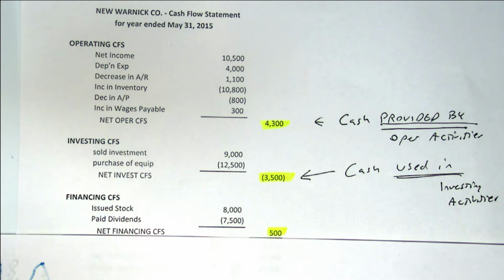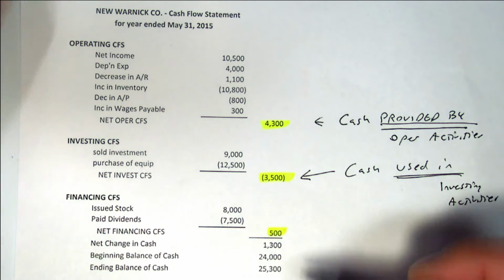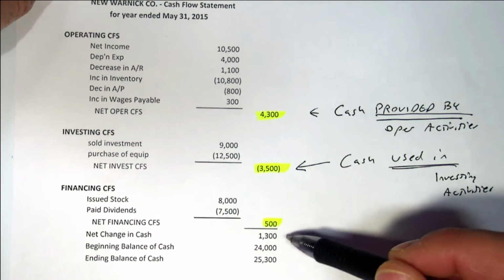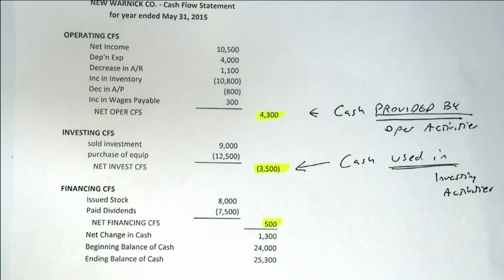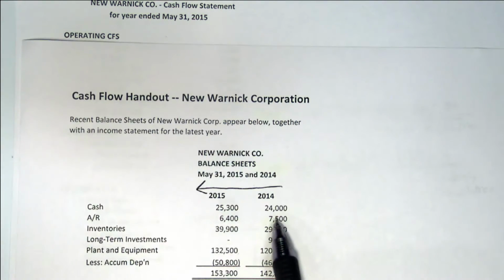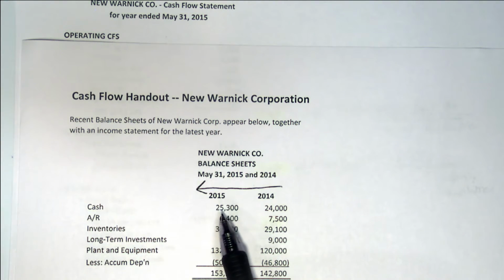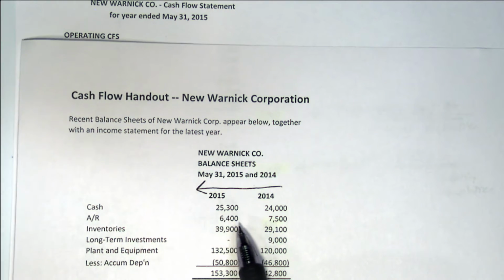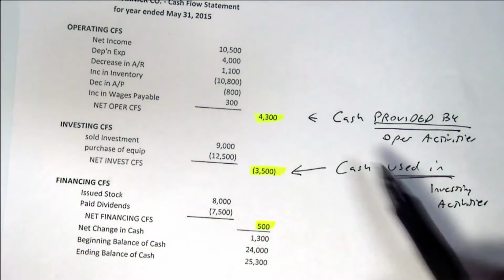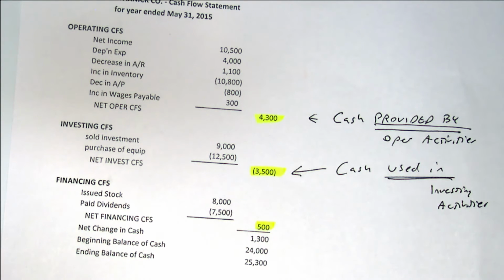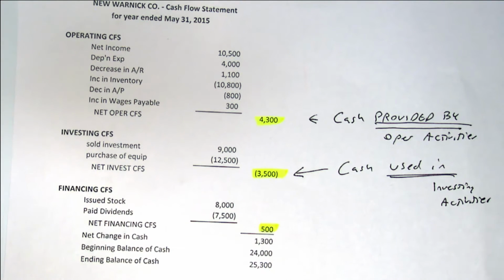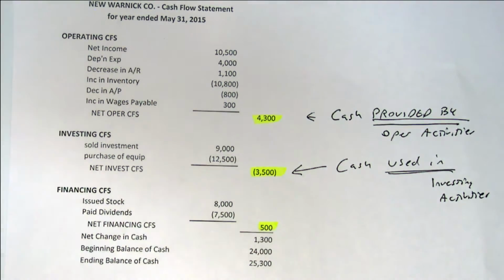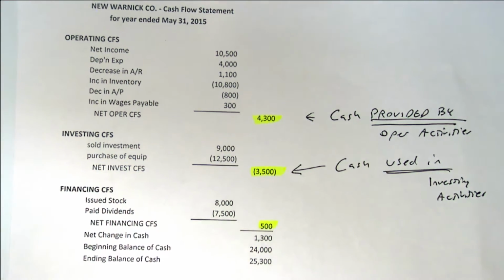What's the fourth step? Fourth and final step: add it all up. Add up those 3 yellow numbers and see if they equal the net change in cash that you already know. We know cash went from $24,000 to $25,300, so cash increased by $1,300. Do those 3 numbers in yellow add up to $1,300? Yes, they do. What if they didn't? You did something wrong. You made a mistake.